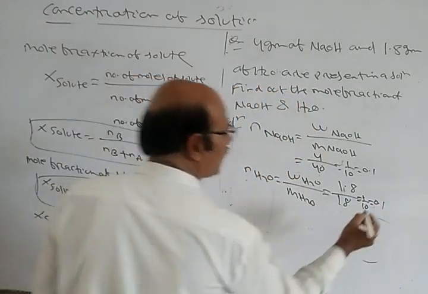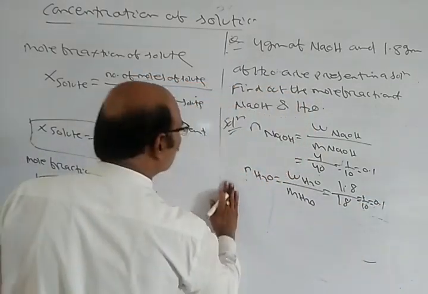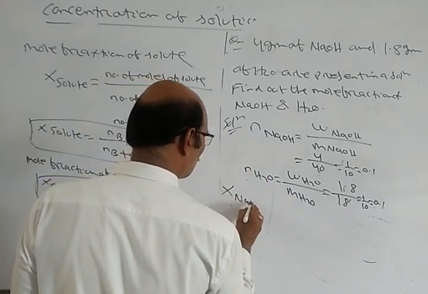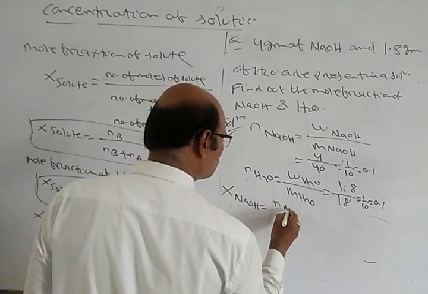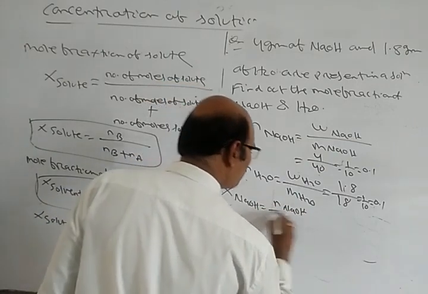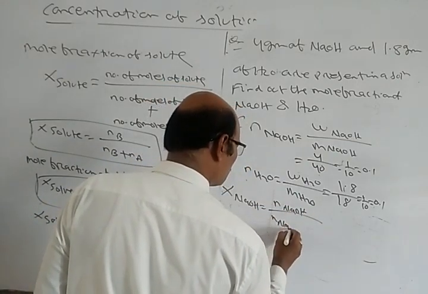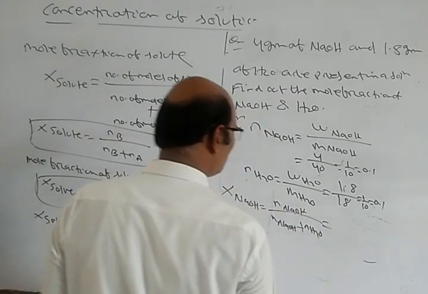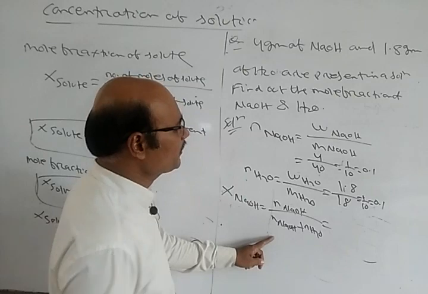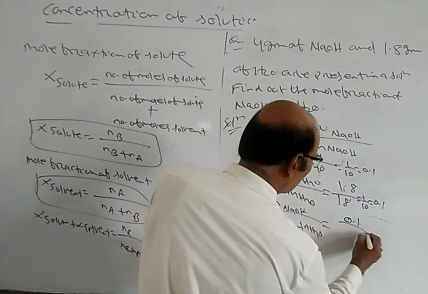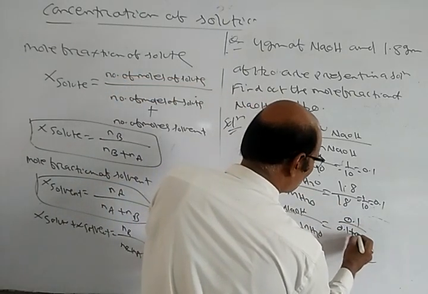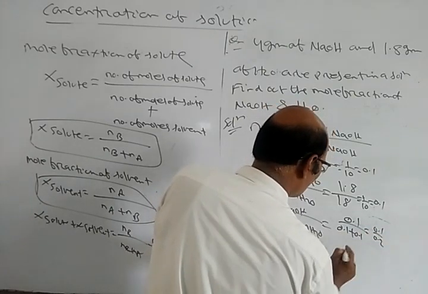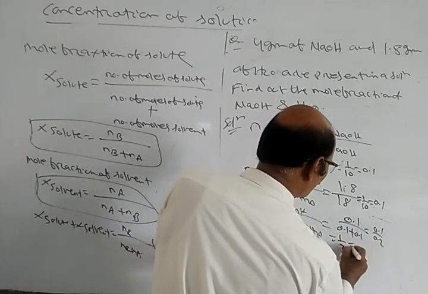0.1. Now mole fraction of NaOH, X of NaOH, is equal to number of moles of NaOH divided by number of moles of NaOH plus number of moles of H2O. This is equal to 0.1 by 0.1 plus 0.1, equal to 0.1 by 0.2, equal to 1 by 2, equal to 0.5.